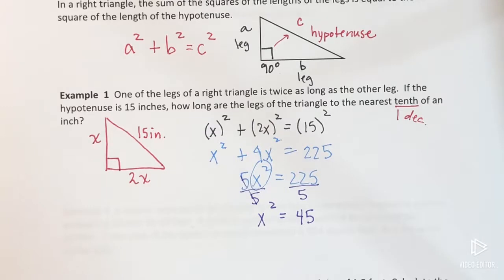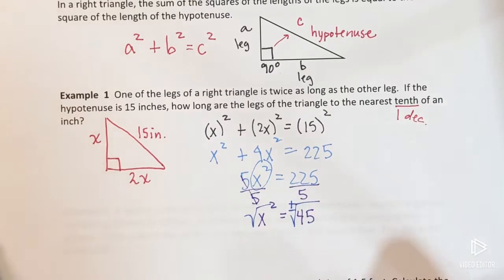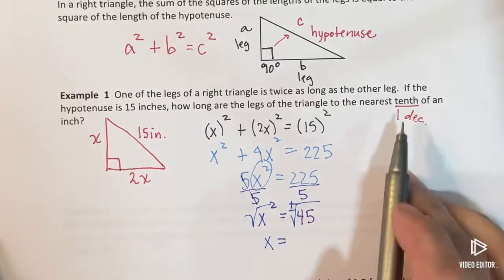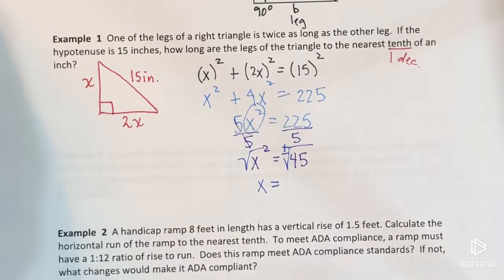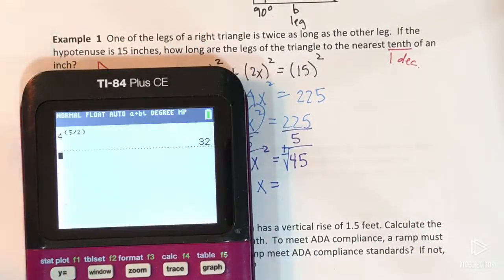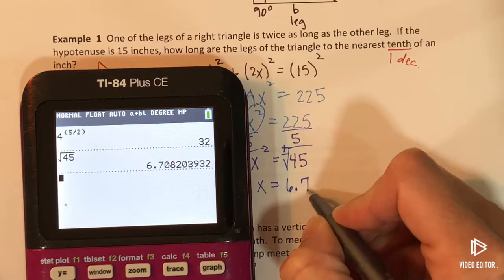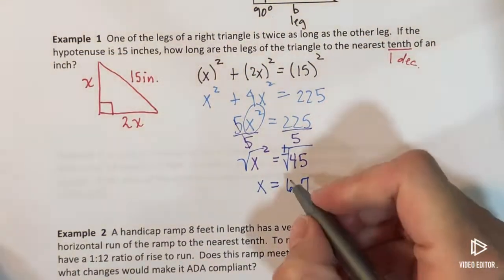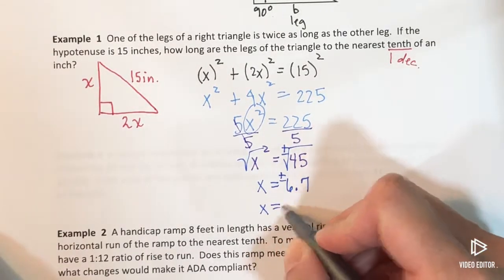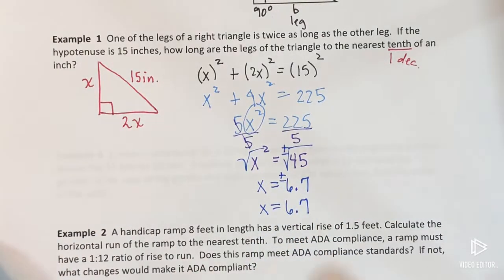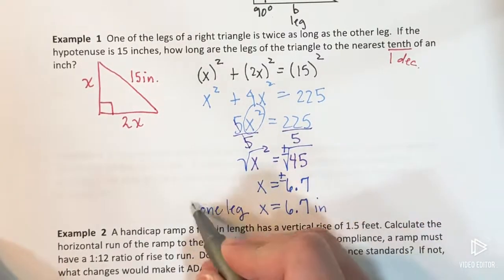The x squared tells me I have two answers. To undo that square, I'm going to square root it. If I do it on the left, I do it on the right, and we put that plus or minus out front. They told me that I can round to the nearest tenth, so I'm going to plug the square root of 45 into my calculator, and I get 6.7. Technically it's plus or minus 6.7. Now, if we're looking for the length of something, you cannot have a negative length. So it's just going to be the positive 6.7. So one leg is 6.7 inches, because it's measured in inches.